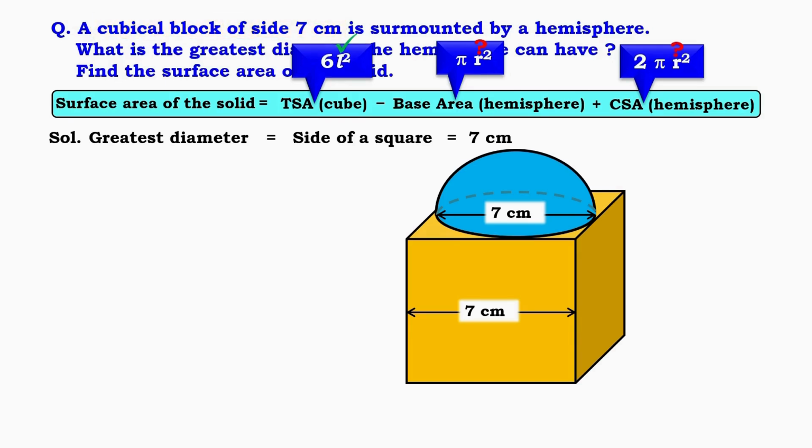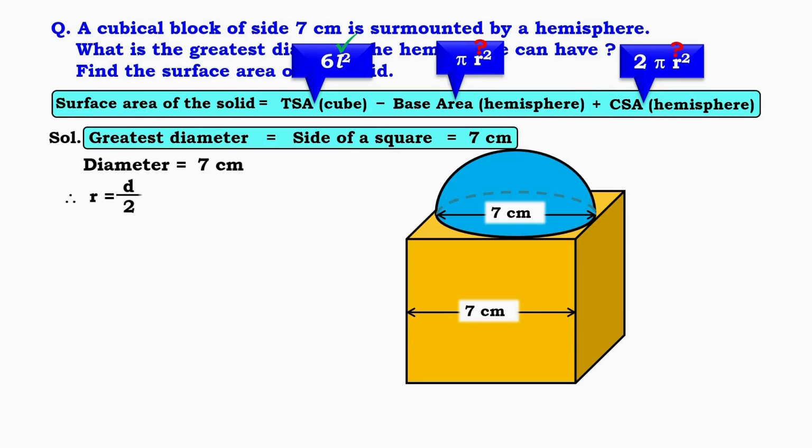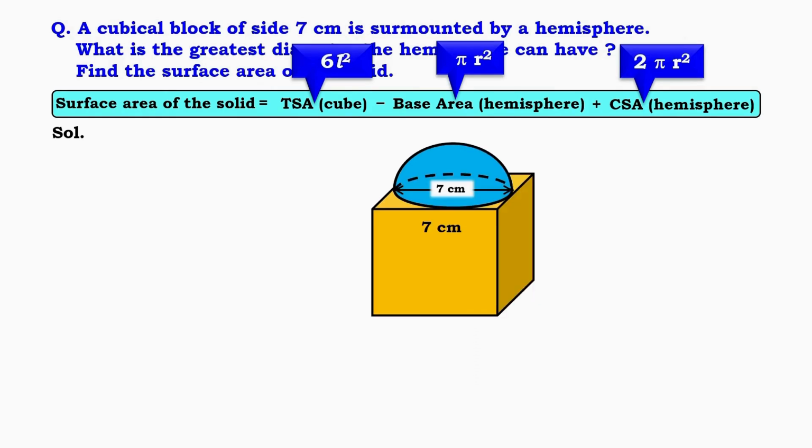So we already know L, that is 7 centimeter. Now what is r? r is basically the diameter divided by 2. So that is 3.5 centimeter. Okay, so r also we know. Since we know r, that means we know the base area as well as the CSA. Now let us calculate it. So first find the TSA of the cube, that is 6 L square, that is 6 into 7 square, which is 294 centimeter square.